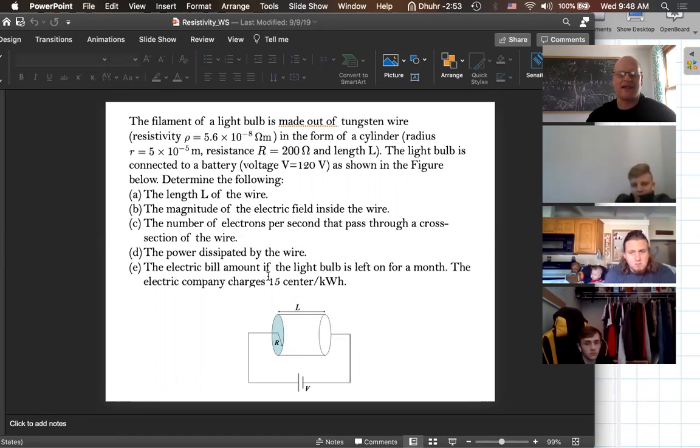And then finally, the last part I want you to say, if we turn on this light bulb for 30 days without ever turning it off, how much money would you have to pay the electric company? If the electric company charges you 15 cents per kilowatt hour.